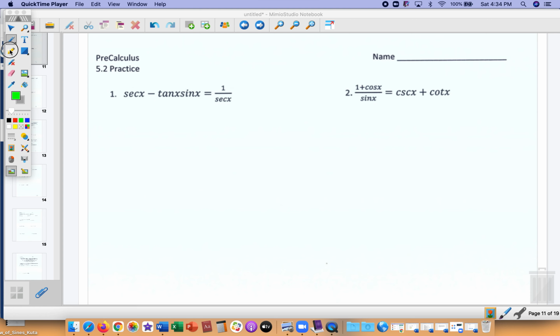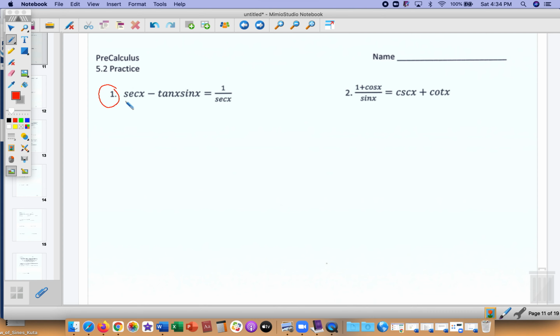Practice page 7. So right here, we're trying to show that secant x minus tan x sine x is equal to 1 over secant x. So I'm going to work on the left-hand side. I'm going to pretend that I don't see the right-hand side right now. And I'm going to try to use my identities and simplify so that it looks like the right-hand side, so that it looks like 1 over secant x.